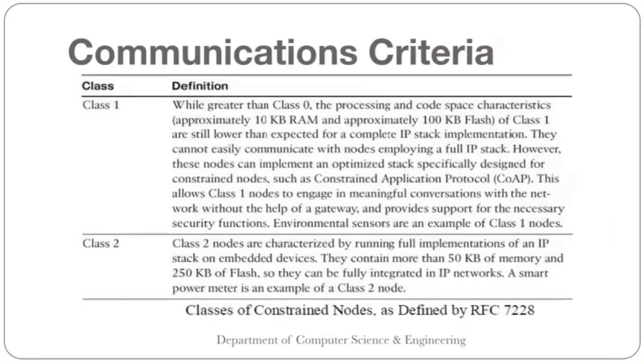Then we have class 1. While greater than class 0, the processing and code space characteristics of class 1 are still lower than expected for a complete IP stack implementation. Here it is approximately 10 KB of RAM and 100 KB of flash, which is greater than class 0, but still lower than what is needed to implement a complete IP stack. They cannot easily communicate with nodes employing a full IP stack.